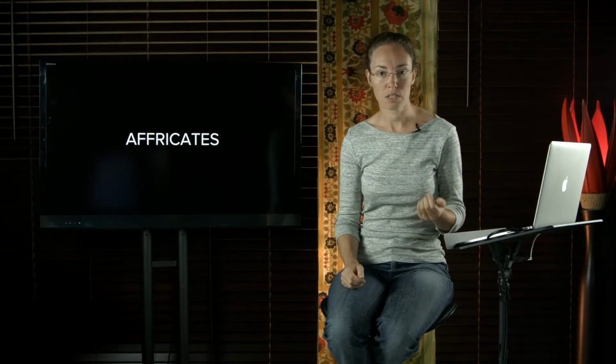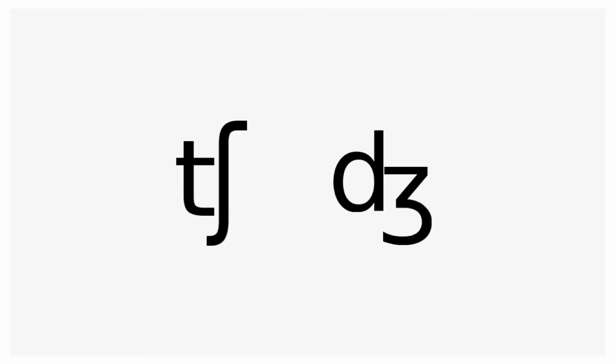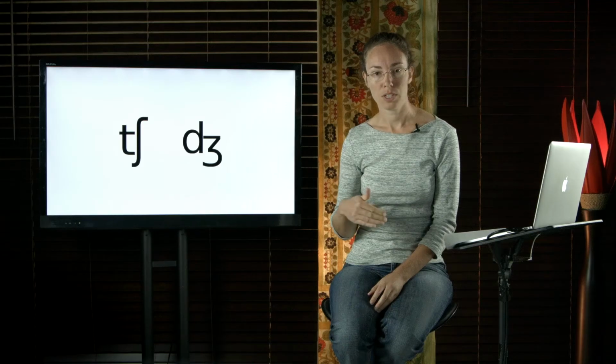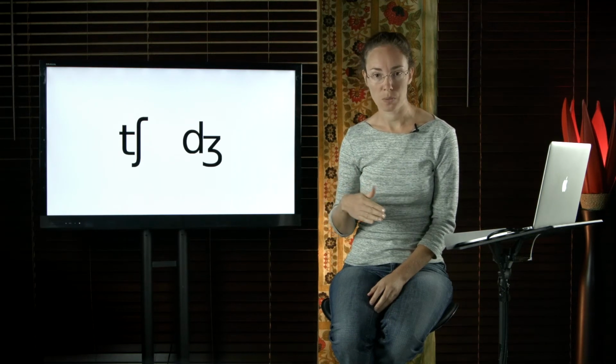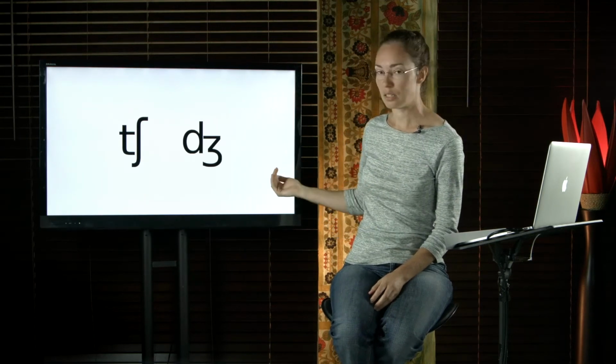The symbols for affricates are made up of a symbol for a stop followed by the symbol for a fricative, which is appropriate since affricates could be seen as a sequence of a stop followed by a fricative. There are only two affricates in English, a voiceless palato-alveolar affricate, so the word church both begins and ends with this sound, and the symbol for it looks like this one on the left. We also have a voiced palato-alveolar affricate. So for example, the name George begins and ends with this sound, and the symbol for it is like this one here on the right.